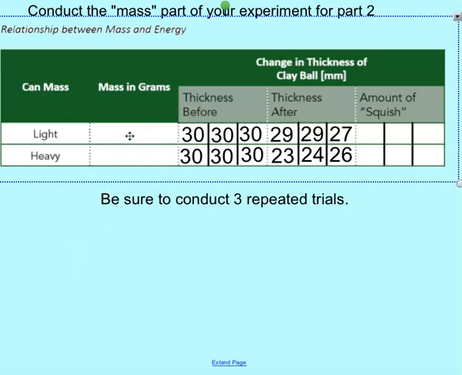And the next thing we're going to do, again, we drew the lines in here. So if you don't have those in yours, go ahead, draw the lines. So let's record the can. The light can was 170 grams. The heavy can was 425 grams. So go ahead, record those two measurements.